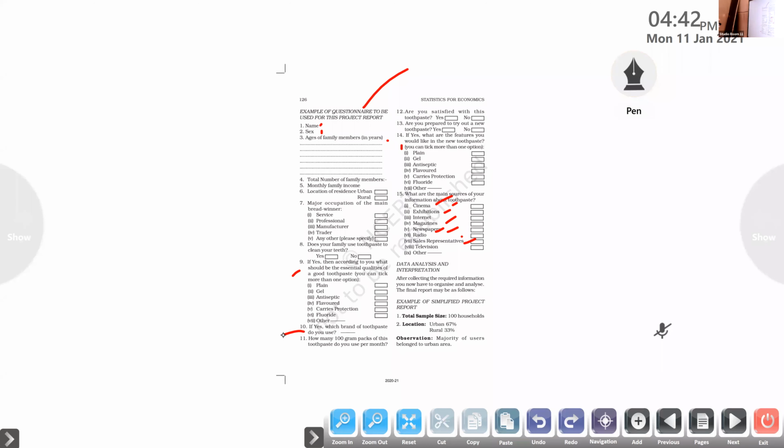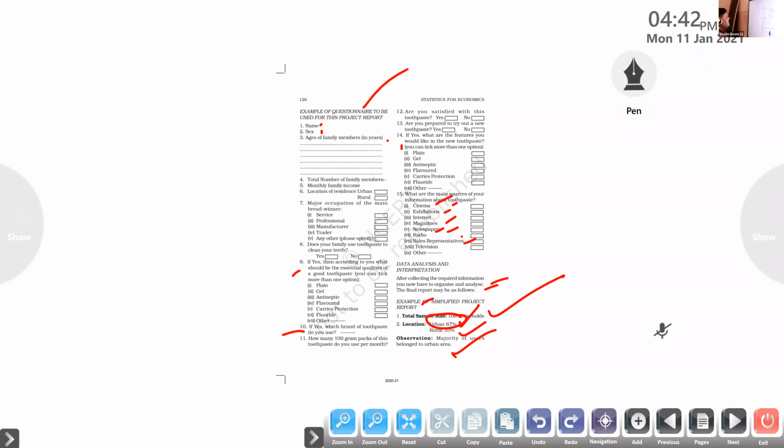So after collecting the required information, you know how to organize and analyze it. The final report may be as follows. An example of a simplified project report: total sample size, 100 households. Location, 67% urban and 33% rural people. Observation: the majority of users belong to the urban area. That is an observation here. Clear? Another observation you are able to write: the majority of people are willing to change their brand. The majority of people use this brand of toothpaste. Like that, you are able to write observations.